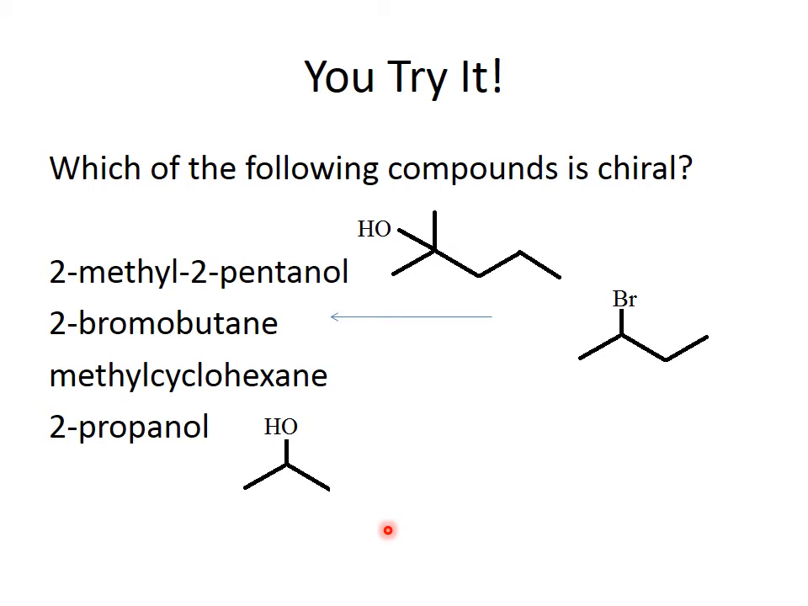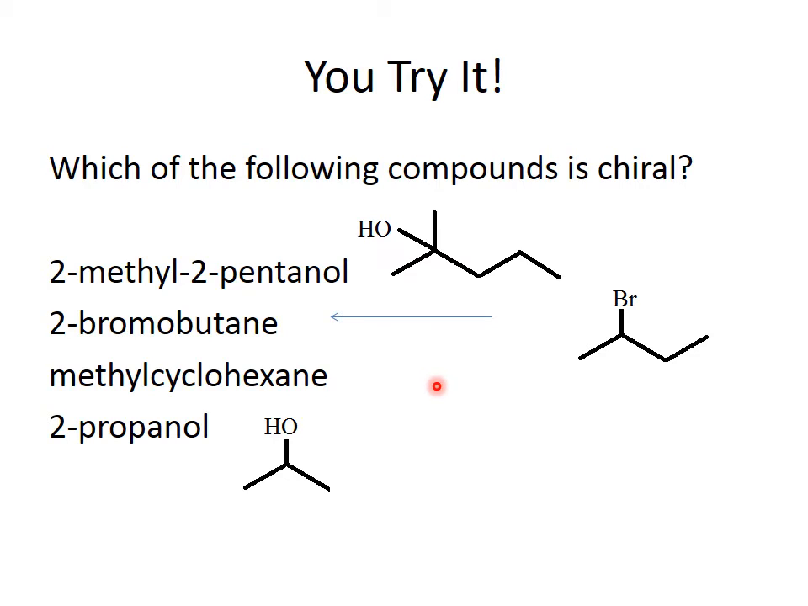Okay, there's only one compound here that has a chiral carbon, and that's 2-bromobutane. If I look at 2-methyl-2-pentanol, you can see there's 2 methyl groups on this carbon, and so that carbon is not chiral. The rest of these carbons all have more than one hydrogen, so they are not chiral. So the entire compound is not chiral. If I look at this compound, I can see there's a methyl, an ethyl, a hydrogen, and a bromine. So this carbon is chiral, and the molecule is chiral.